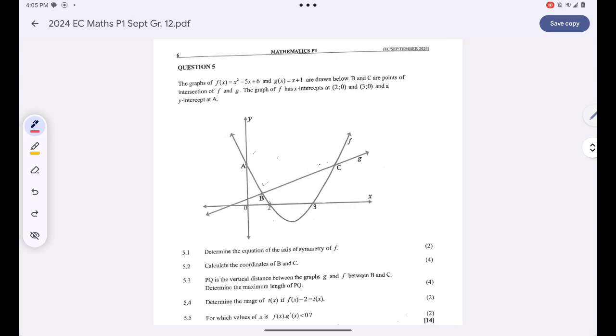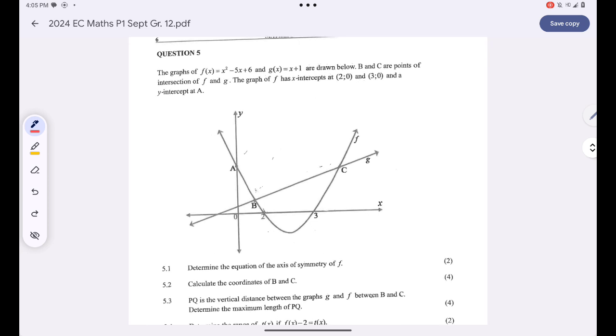Okay, we are told that the graphs of f(x) and g(x) are drawn below. B and C are the points of intersection of f and g. And the graph of f has x-intercepts at 2 and 3 and the y-intercept at A. First question, they want us to determine the equation of the axis of symmetry.